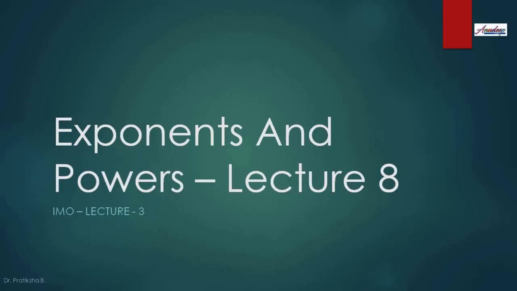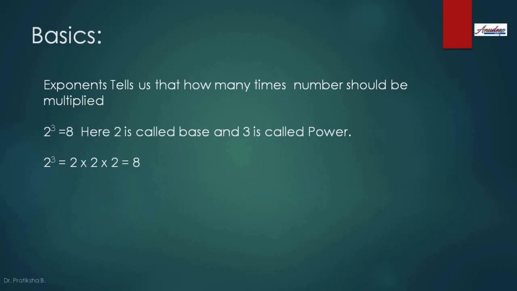Exponents and powers. Exponents tell us how many times a number should be multiplied. So look at the screen, 2 cube equals 8. Here 2 is called the base and 3 is called the power. So 2 should be multiplied 3 times. If you want to find the value of 2 cube, it is 2 into 2 into 2, that is equal to 8.